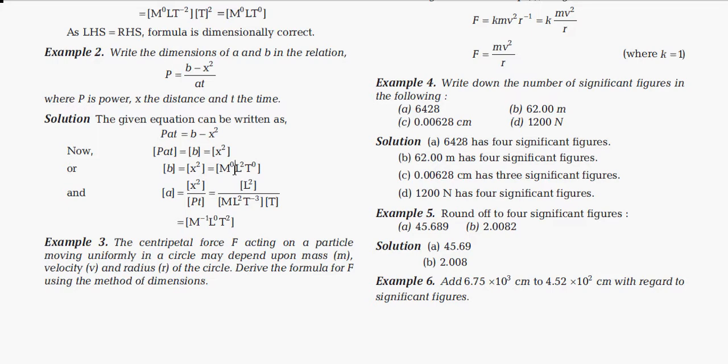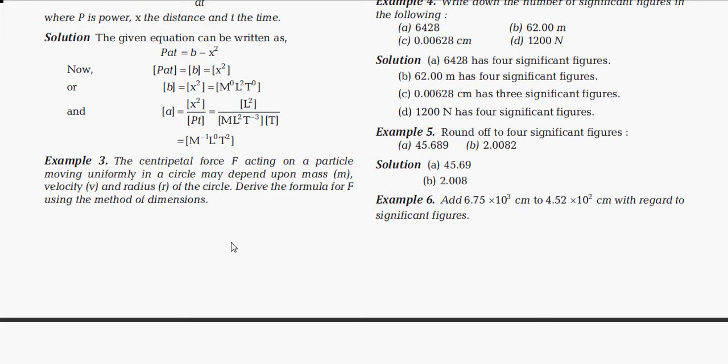Now this is equal to PAT, right? If PAT can be equated with x square, or L square, then from there we get A as x square by PT. P, that is power, has the dimension M L2 T raised to power minus 3. How did we get that? It is work done upon time, and work done is force into displacement. So we have A as M inverse L raised to power 0 T raised to power minus 2. Got it, friends? I hope this is very easy.